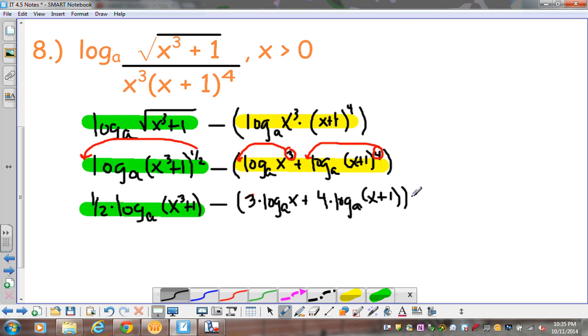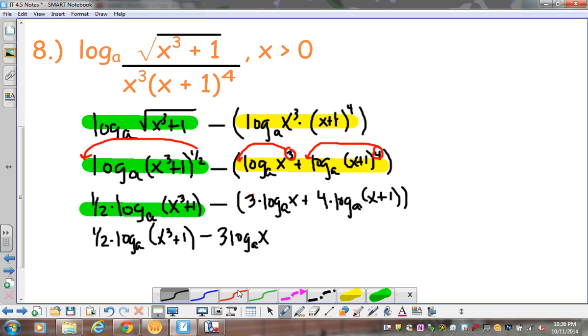And the reason that I've been putting these in parentheses from the beginning is this negative is affecting everything here. Alright, so now that we've expanded everything, now I need to make sure I distribute that negative through. So it's going to go here. So this last step right here is what? 1/2 times log base a of x cubed plus 1 minus, distribute the negative, so negative times positive is negative, so minus 3 times log base a of x.